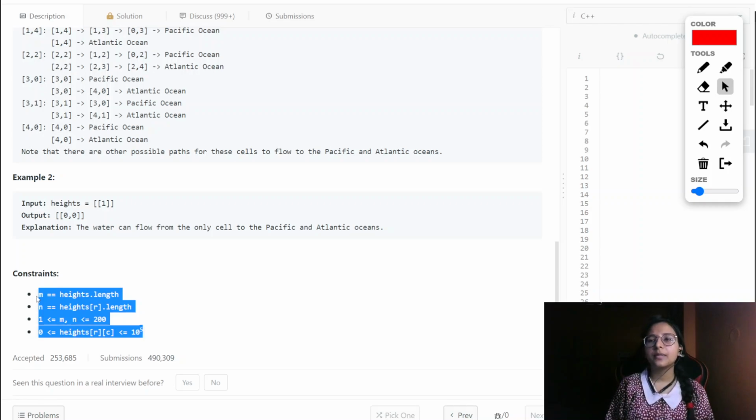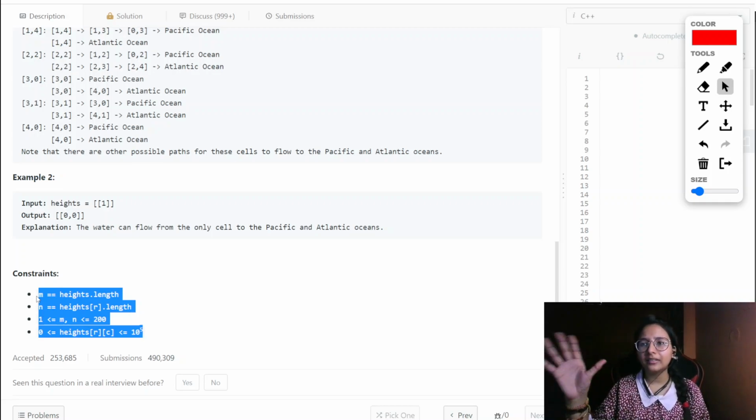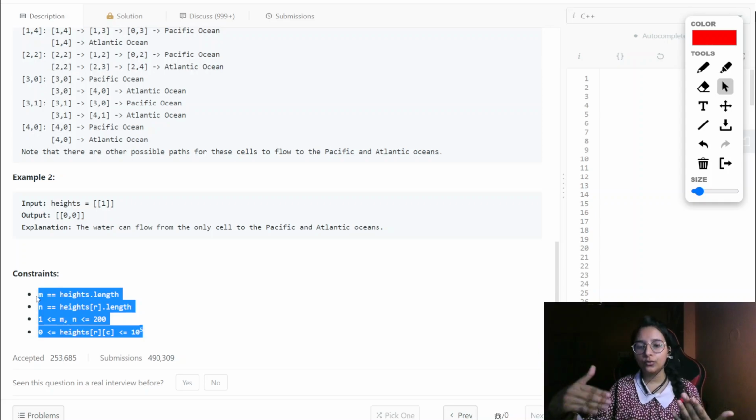And r, which is being written there, means heights of r dot length, that simply represents how many columns are there at that particular row. And as it is an m cross n matrix, surely each row would have an equal number of columns. That's why we are able to represent it like this. And then these m and n could lie between 1 to 200.